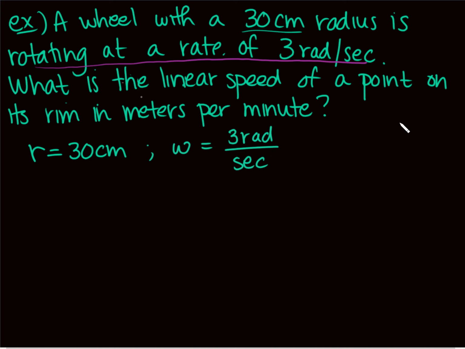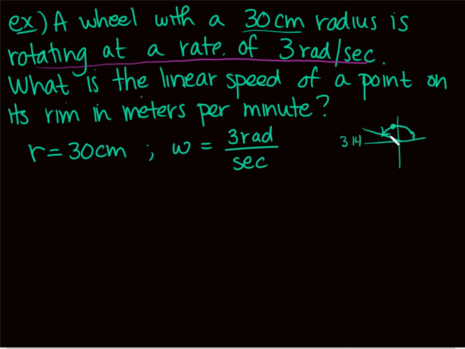And remember, this is 3.14 radians, right? So it's gone basically almost that far in 1 second. That's what that's saying. And now, what is the linear speed of a point on the rim in meters per minute?